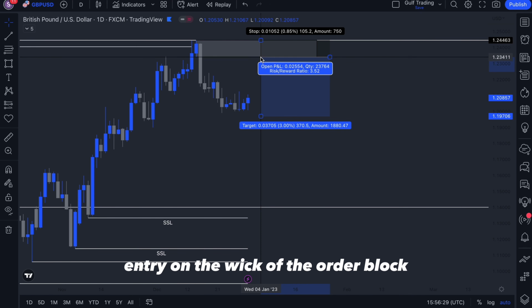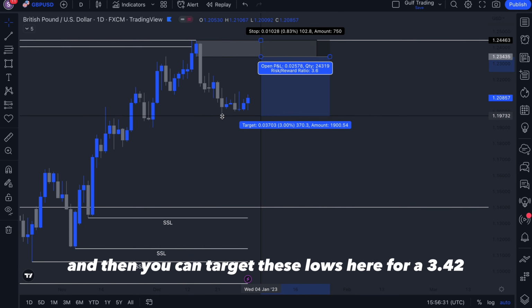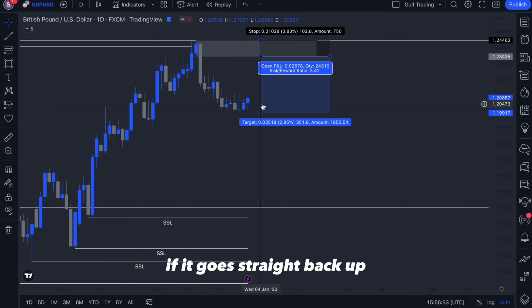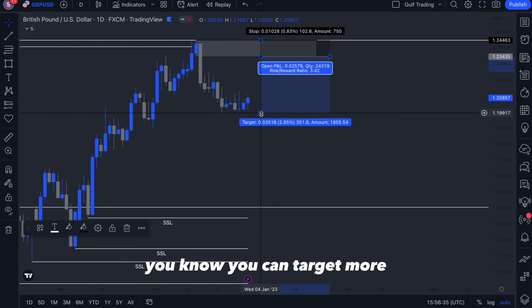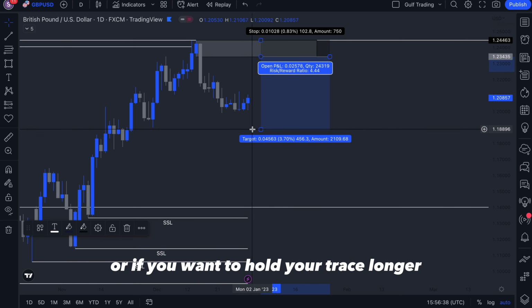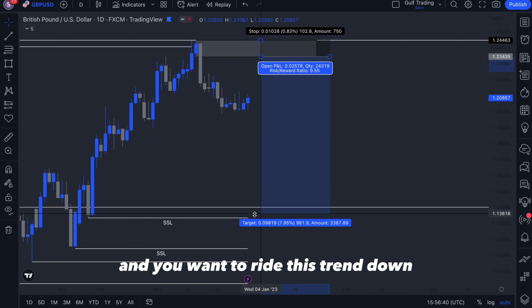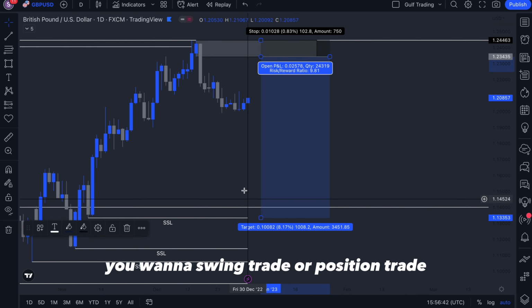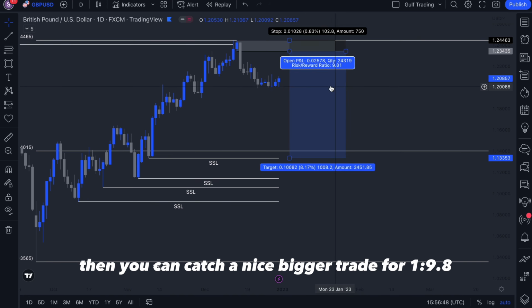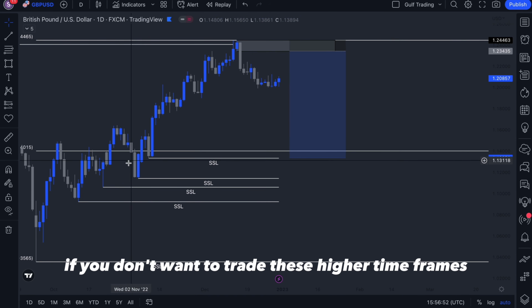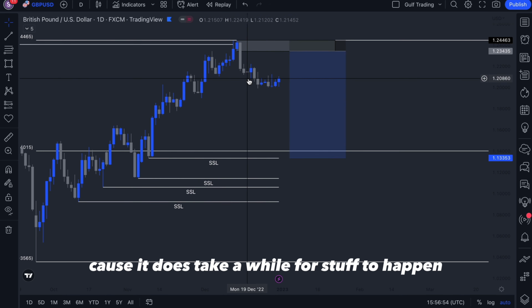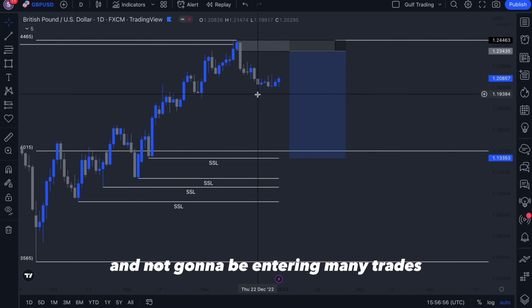entry on the wick of the order block, and then you can target these lows here for a 3.42 if it goes straight back up. If it continues down for a bit, you can target more. Or if you want to hold your trades for longer and you want to ride this trend down, you want to swing trade or position trade, then you can catch a nice bigger trade for 1 to 9.8. If you don't want to trade these higher time frames because it does take a while for stuff to happen and you're not going to be entering many trades, which isn't a bad thing.